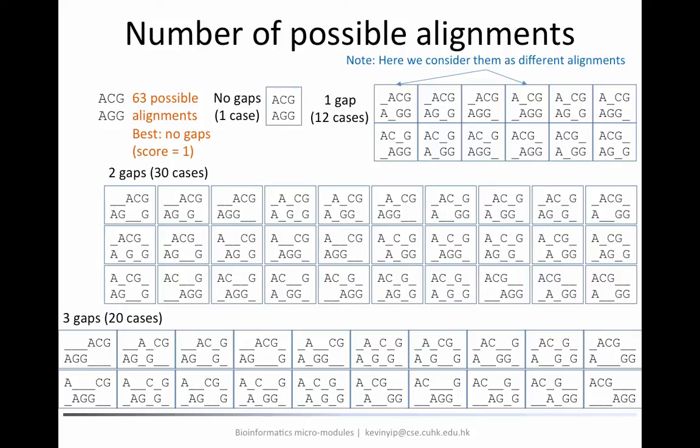Then we can compute the alignment score of each of them and compare. Finally, we find out that the one without introducing any gap has the highest alignment score. Now we see that even with these two short sequences, the number of possible alignments seems to be quite large.